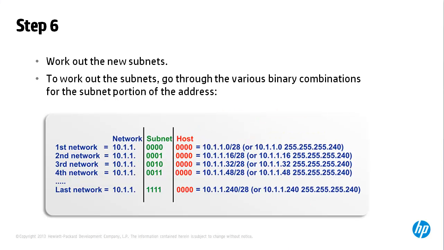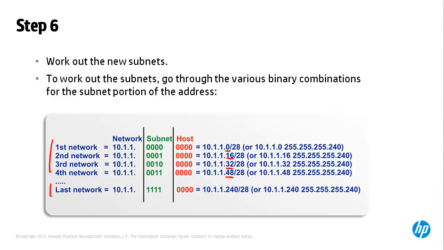Now I wouldn't bother doing more than the first 3 or so, because you'll notice a sequence. Here it goes from 0 to 16 to 32. In other words, it's going in multiples of 16. So 32 plus 16 gives you 48. 48 plus 16 gives you 64. And you could continue to work out the other subnets. So I would typically do the first 3 or 4 and then the last one.